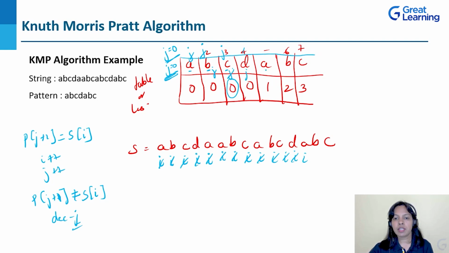So j plus 1 is a, which is equal to i, right? i is also pointing to a. So yes, both will be incremented again in this case. Now j plus 1, that is b, is pointing to i, that is b itself. So both will be incremented again. Now j plus 1 is c, right? And it is equal to i, that is c again.